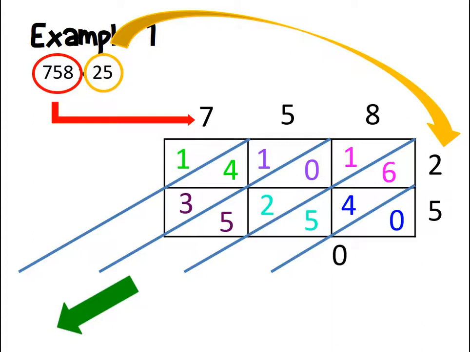So we start at the right. 0 plus nothing is 0. 6 plus 4 is 10. 10 plus 5 is 15. Write the 5. Carry the 1 over into the next column.